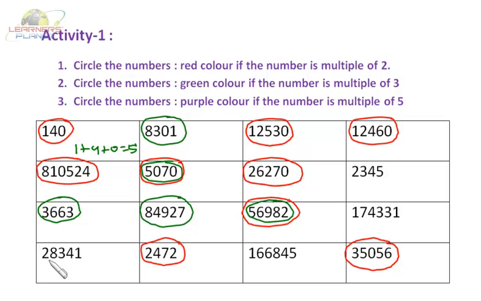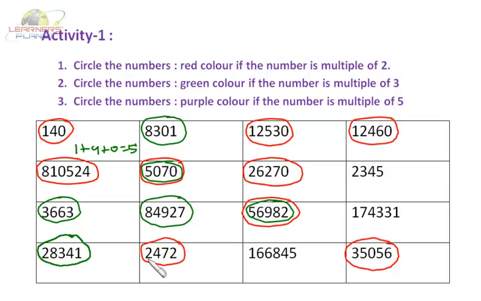28341. Now add up all the digits. 2 plus 8, 10. 10 plus 3, 13. 13 plus 4, 17. 17 and 1, 18. Now 18 is a multiple of 3. That means the complete number 28341 will be a multiple of 3, or we can say it will be divisible by 3. So let's circle it. Now see this number.